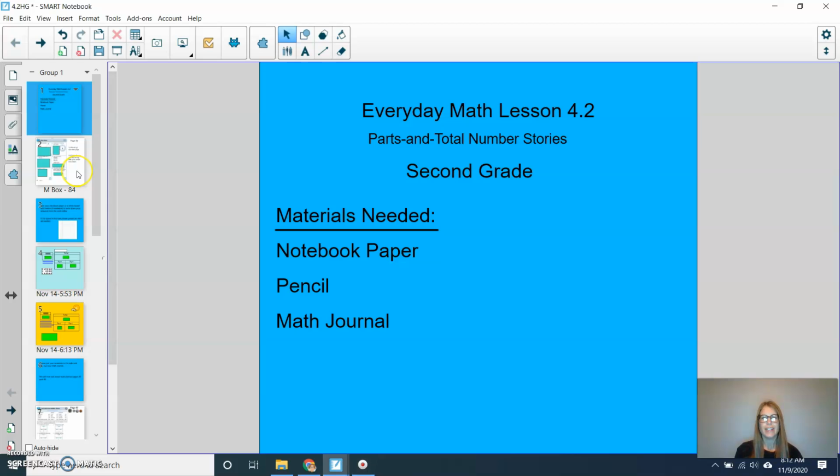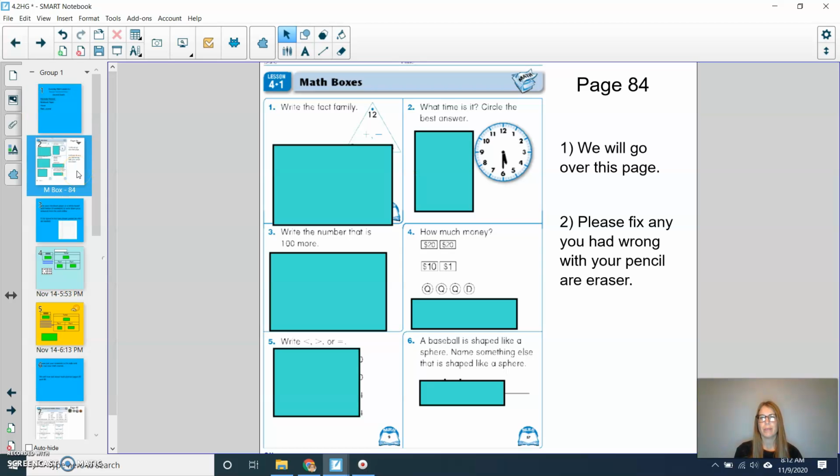Let's get started. The first thing that we're going to do is go over our math boxes from the previous lesson. So if you can open your math journal to page 84, if you're noticing that you have any mistakes, please fix those with your pencil and eraser.